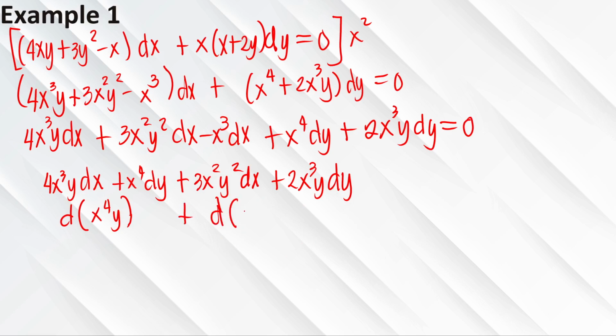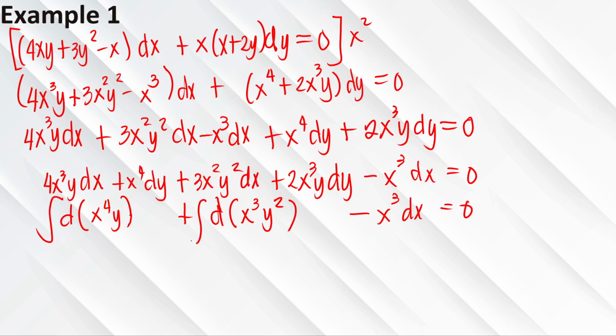What? X cubed y squared. UDV plus VDU mo para ma-check mo. And then yun nga, yung minus x cubed dx doon, ganun na yun. Wala siyang kasama kasi x naman tapos dx naman yung katabi niya. Kaya pwede nating integrate directly na.